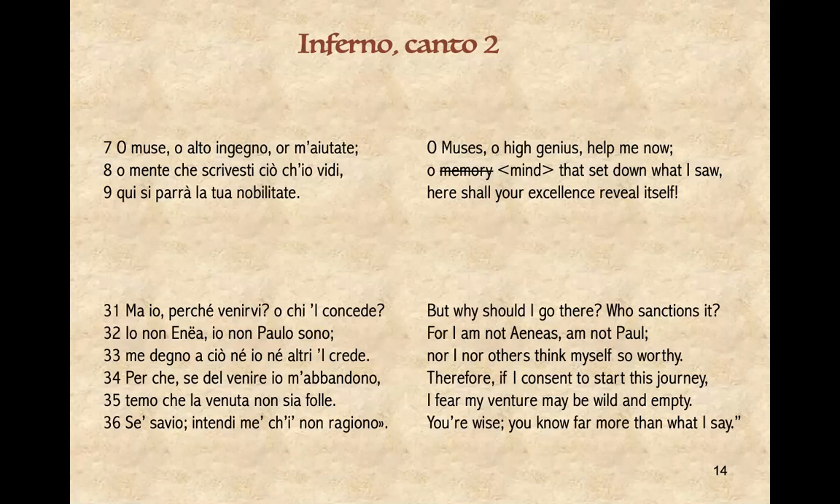And he says, neither I nor others think myself so worthy. Therefore, if I consent to start this journey, I fear my venture may be wild and empty. You can see in Italian here is folle. So folle is the opposite of something reasonable or of something solid or wise, okay? But Dante then says to Virgil, you are wise, you know far more than what I say.